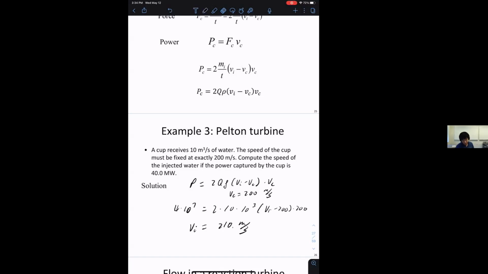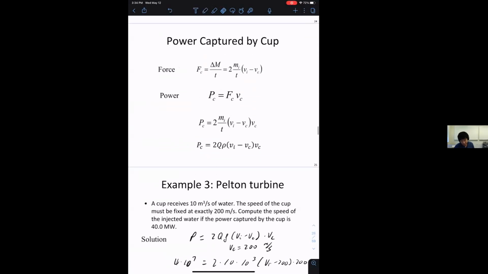Okay, so that's the type of question you'll see. During the homework or the exam, you may see either the cup speed or the jet speed given, and you solve for the other one. Given Vc, it's a linear equation; given Vi, it's a quadratic equation, but obviously you should pick the positive value for Vc. So this is the governing equation we have for the impulse engine.